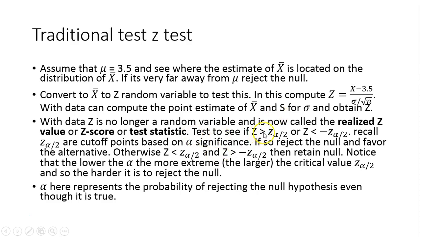Test to see if Z is beyond the cutoff point or lower than the cutoff point. Recall that, again, Z alpha over 2 are cutoff points based on the significance level. If it's beyond the cutoff points, reject the null hypothesis in favor of the alternative. If it's within the cutoff points, I'm going to retain the null hypothesis. Notice that the lower the sigma, the more extreme, the larger the critical value, and so it is hard to reject the null.